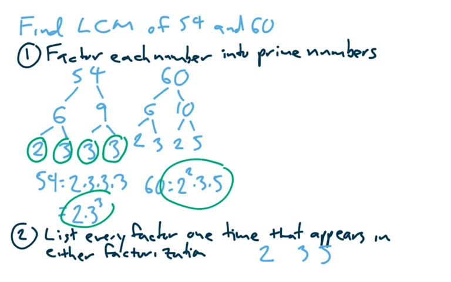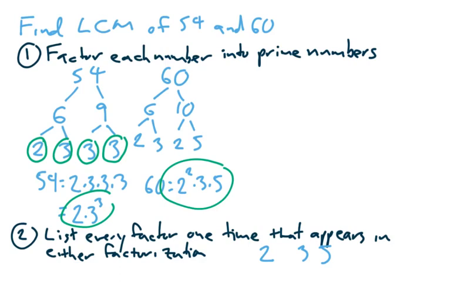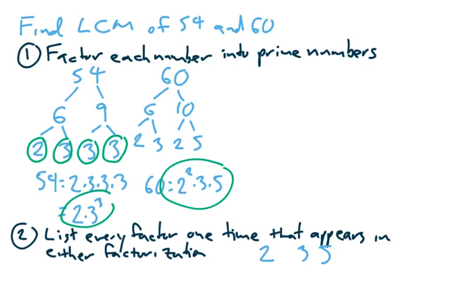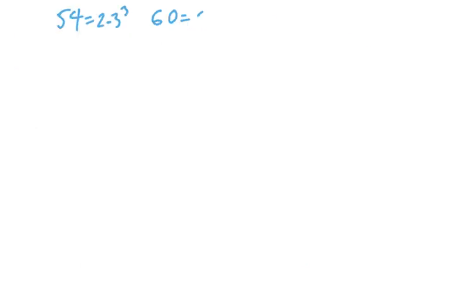What do I do with that? Well, let's see. If I have my 2, let me rewrite because I'm going to need this. The 54 is 2 times 3 to the third. And the 60 is 2 squared times 3 times 5. Okay? What we have done just now is we've just simply made a list of all the factors that occur in either one of these factorizations.